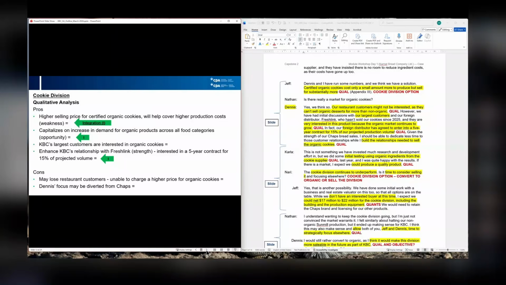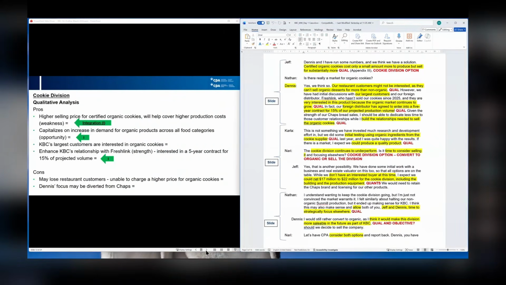KBC's largest customers are interested in organic cookies, and it's going to enhance KBC's relationship with FreshLink, which is also a strength, another example of integration, because they're interested in a 5-year contract for 15% of the projected volume. Each time I've included that equal sign because that's my reminder. Go back and include the why and the impact. So some of the cons are that they may lose restaurant customers because they're unable to charge a higher price for organic cookies. And Dennis's focus may be diverted from Champs.